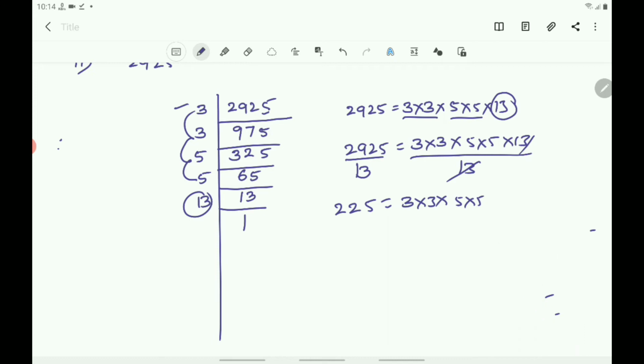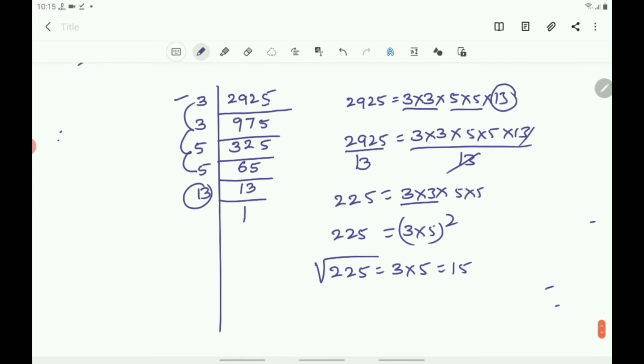Then here 225 equals what? 3 into 5 whole square, because for one group you have taken 1 3 and for this group you have taken this 5. So you will write square root of 225 equals 3 into 5 equals 15. So what is the answer that you have to write?